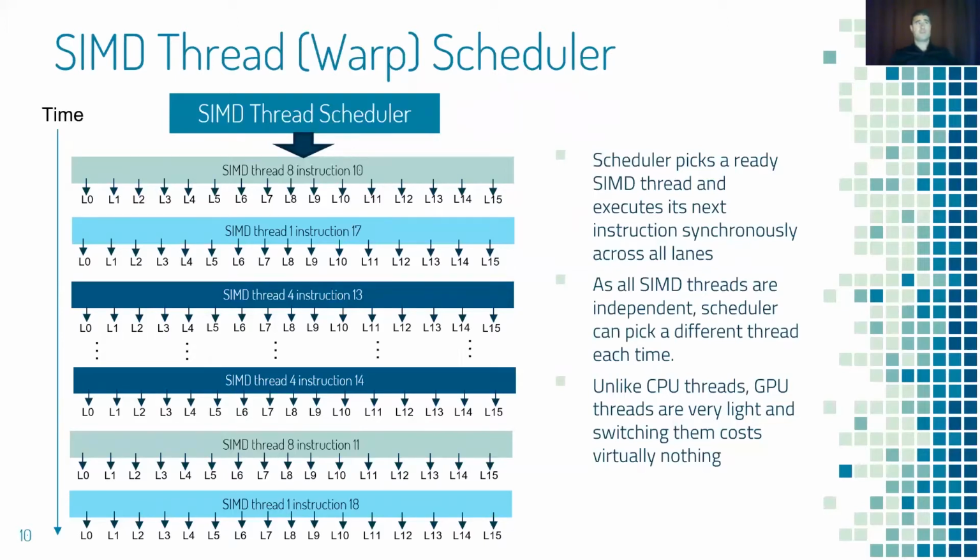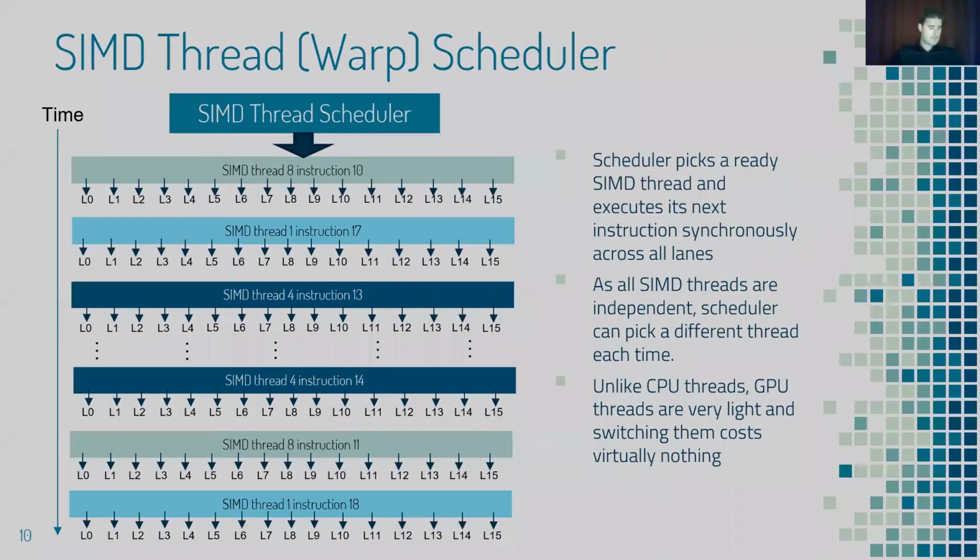So if you want to switch from one CPU hardware thread to another one, the operating system needs to save a lot of state to be able to restart the same thread later. GPU threads are very lightweight, so it costs virtually nothing to switch between GPU threads, warps. Yes, so let's go.